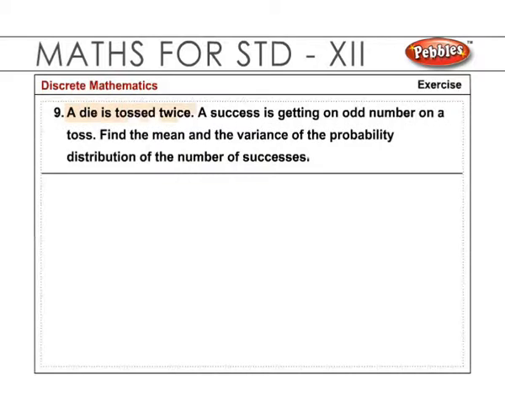A die is tossed twice. A success is getting an odd number on a toss. Find the mean and variance of the probability distribution of the number of successes.